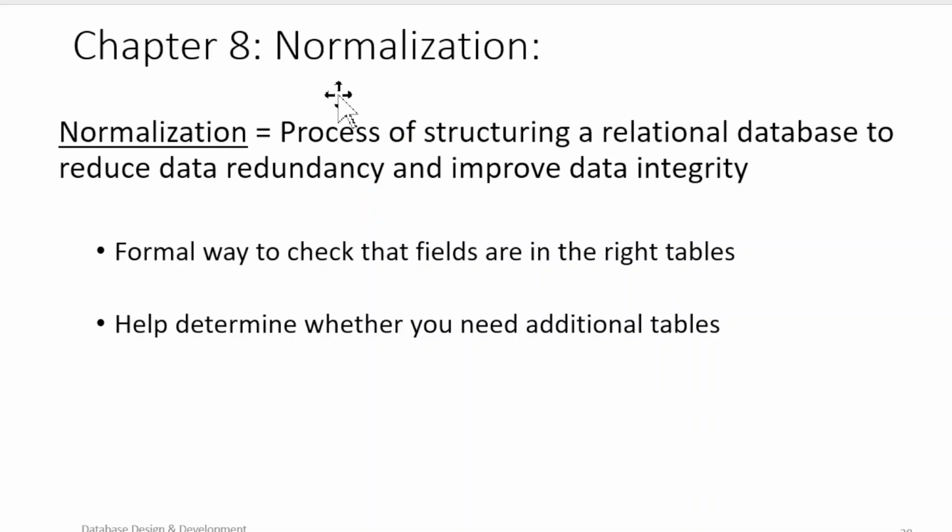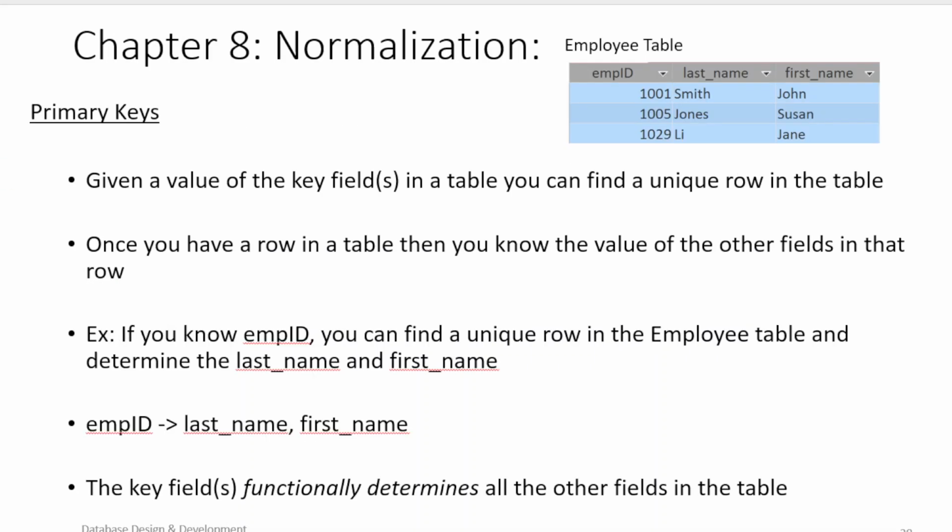Normalization is the process of structuring a relational database to reduce data redundancy and improve integrity. It's a formal way to check the fields of the right tables and help determine whether you need additional tables. A rule of normalization is you have to have some kind of primary key because you have to identify rows. Again, primary keys, as we say in this class, are required, but in reality, you can have tables without primary keys. But you cannot be in third normal form if you don't have primary keys.